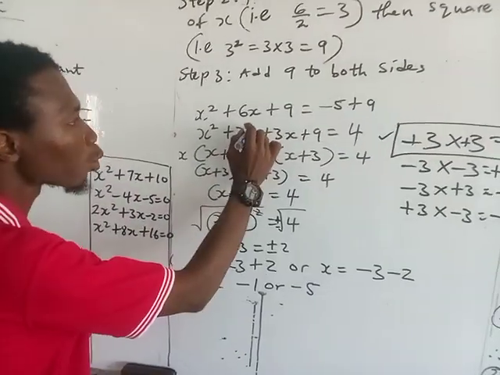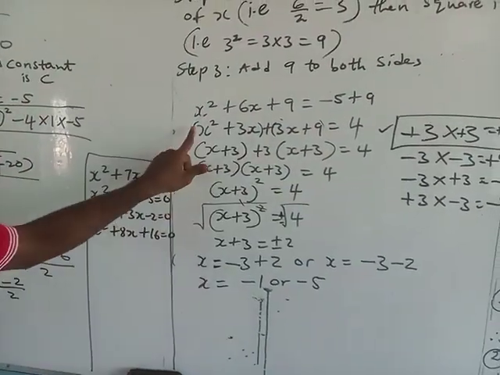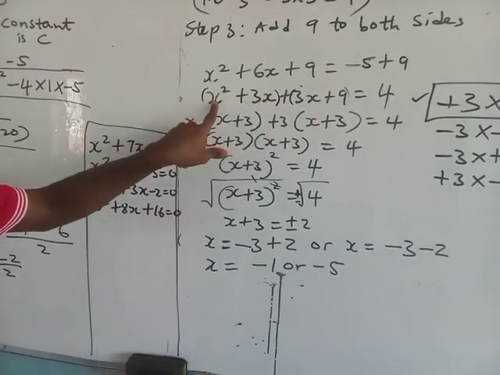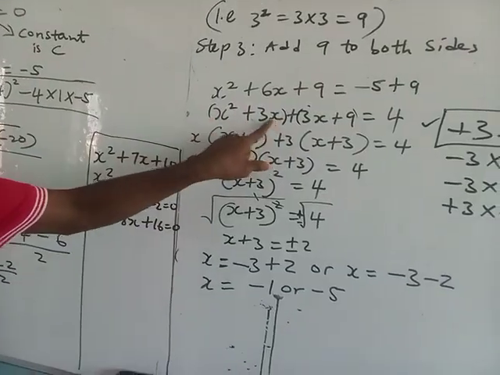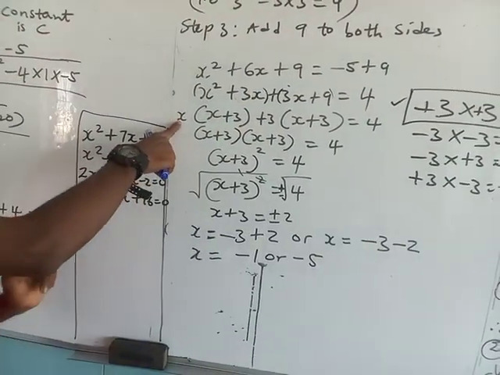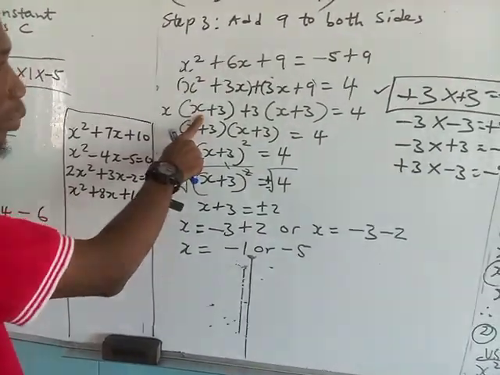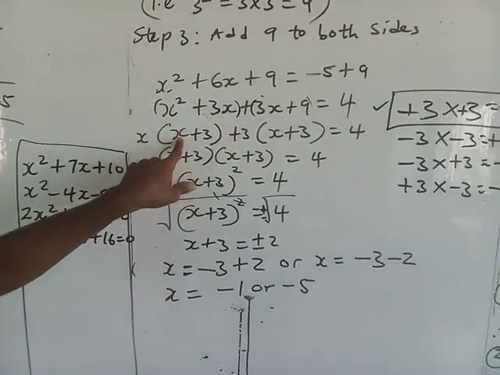Then you're now going to break it just like what we did in the factorization method. You're going to break it into parts. Then you will check which one is common in both sides. X is common in both sides, so we're going to bring x outside. So x squared divided by x will give you x. 3x divided by x will give you 3. So we have x plus 3.